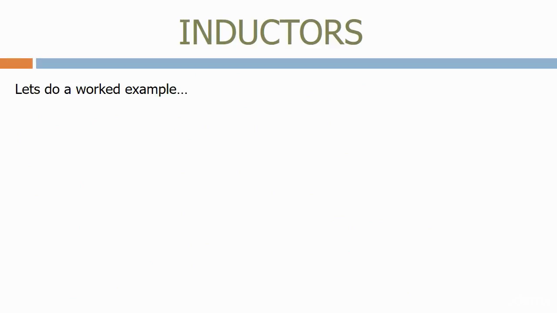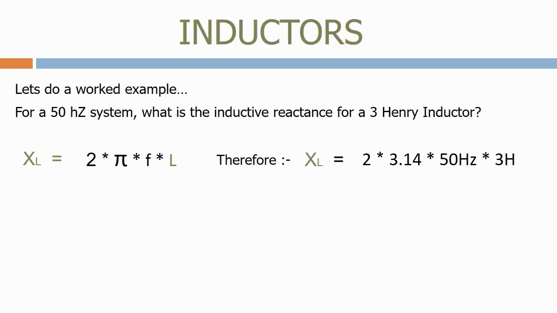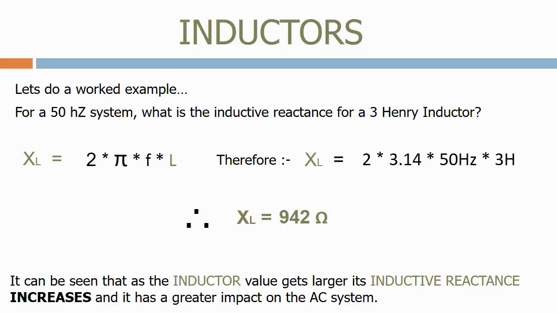Let's do a worked example. For a 50 Hz system, what is the inductive reactance for a 3 Henry inductor? From the previous slide, XL is 2 times pi times F times L. Therefore, putting the numbers in, XL is 2 times 3.14 times 50 Hz times 3 Henries. Therefore, XL is 942 ohms. It can be seen that as the inductive value gets larger, its inductive reactance increases, and it has a greater impact on the AC system.